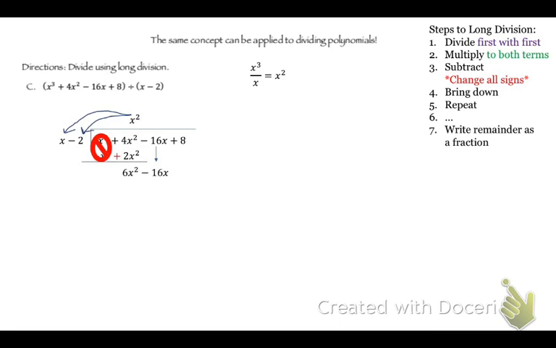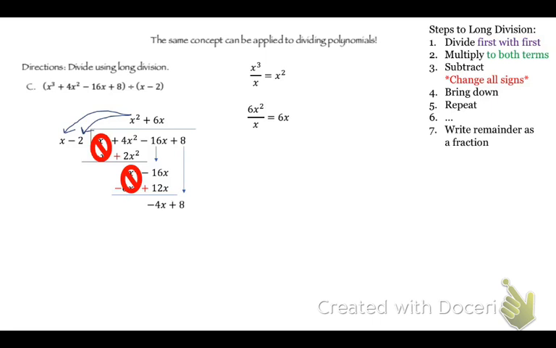And now we're going to repeat that whole process. So we're going to start by dividing again, first with first. So 6x squared divided by x, you get 6x. That goes up top. 6x times x is 6x squared. 6x times negative 2 is negative 12x. Subtract, change the signs. Those cancel. Negative 16x plus 12x is negative 4x. Bring down the 8.